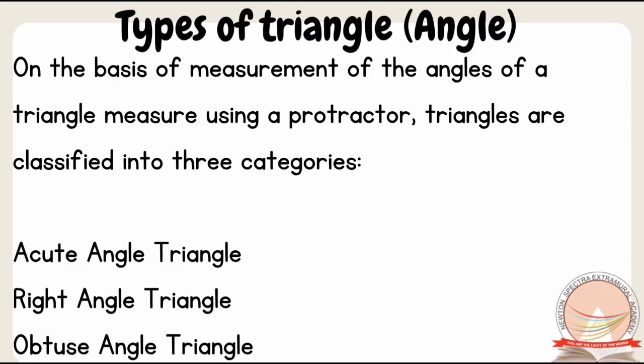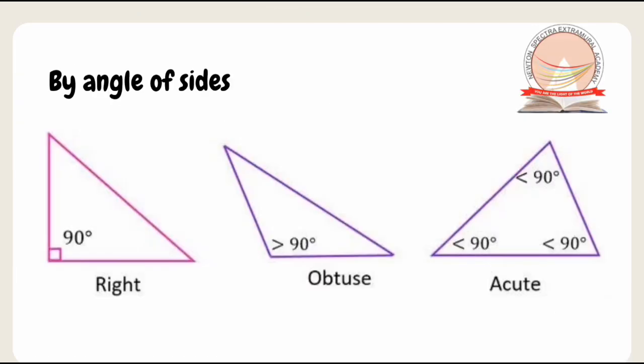Types of triangle based on angle. On the basis of the measurement of the angles of a triangle, measured using a protractor, triangles are classified into 3 categories, and these include the acute angle triangle, right angle triangle, and obtuse angle triangle. So here is the diagram of the types of triangle based on angle.